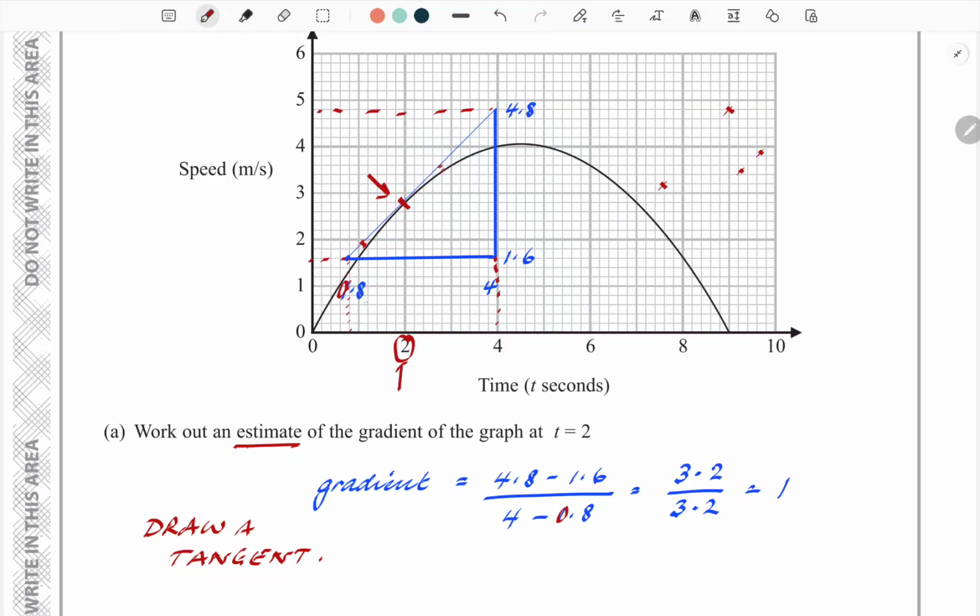All right, so what we effectively have in the gradient, you want the vertical difference over the horizontal difference.